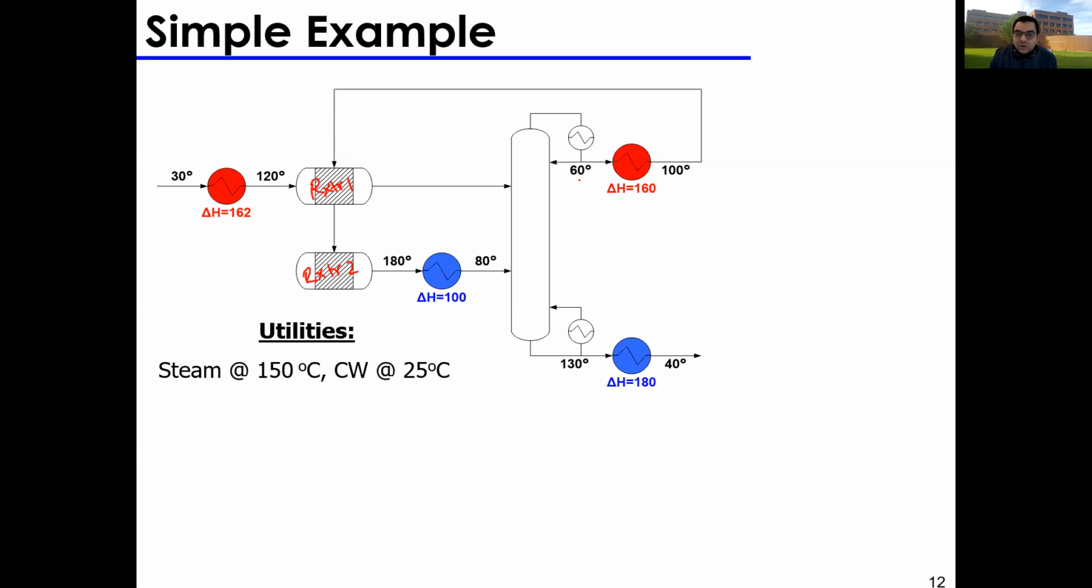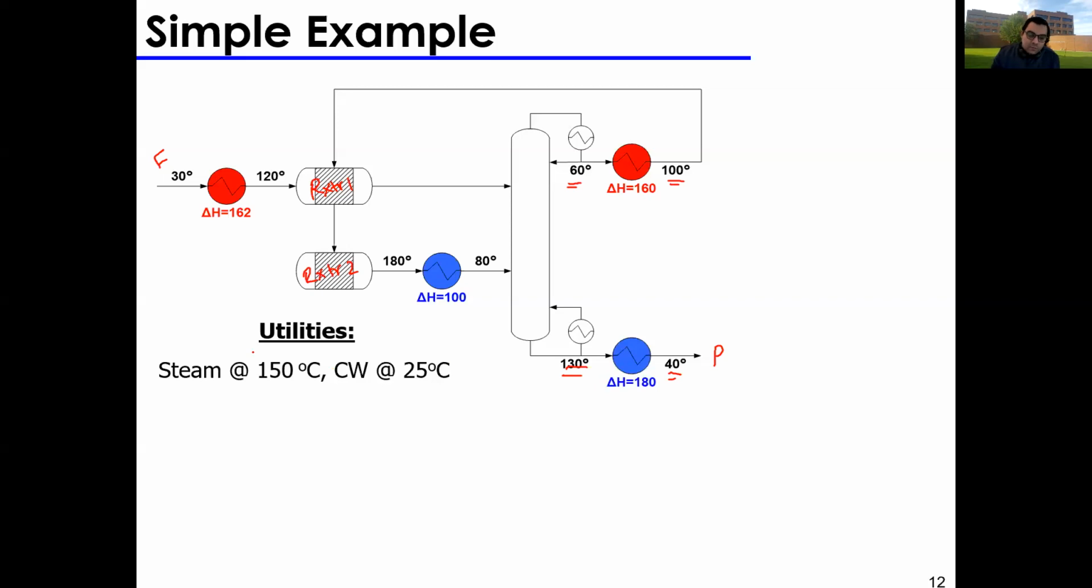The top of the distillation column leaves at 60. I heat it up to 100 and recycle it back to the reactor. The bottom of the distillation column leaves at 130. I cool it down to 40, and this is my final product. Okay, so I have a lot of things going on, but for the purpose of this lecture, you just need to see that I have two heating steps. I have one heating step with an enthalpy of 162, and a second heating step with an enthalpy of 160. And here I have one cooling step with an enthalpy of 100, and a second cooling step with an enthalpy of 180. So how do we start approaching this problem?